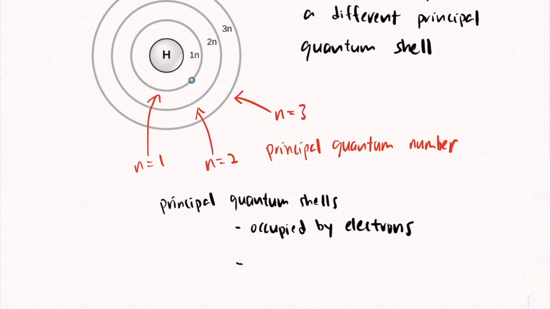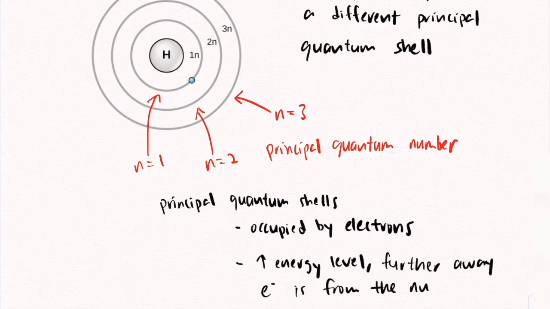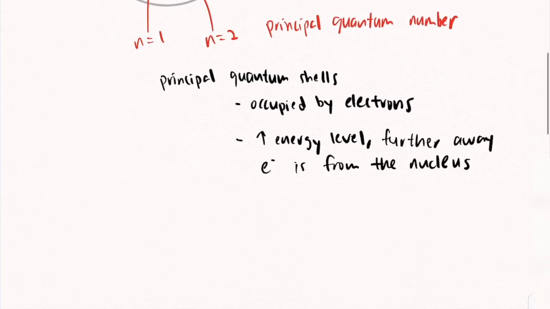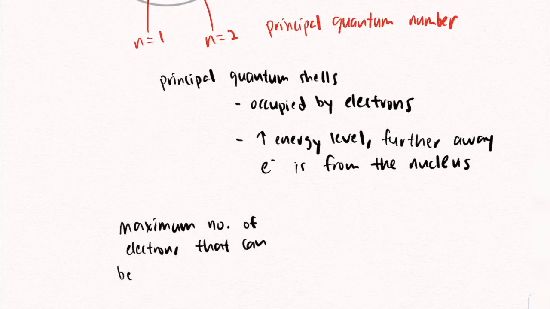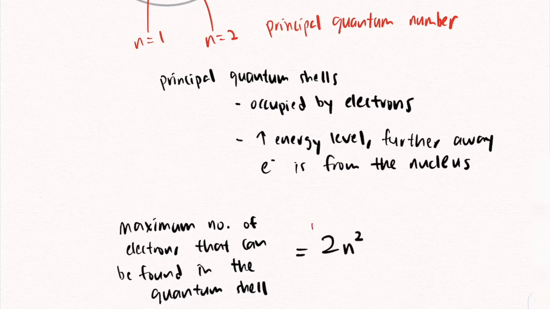The higher the energy level of the quantum shell, the further away the electron is from the nucleus. In order to find the maximum number of electrons that can be found in each quantum shell, we use the formula 2n^2, where n is the principal quantum number.